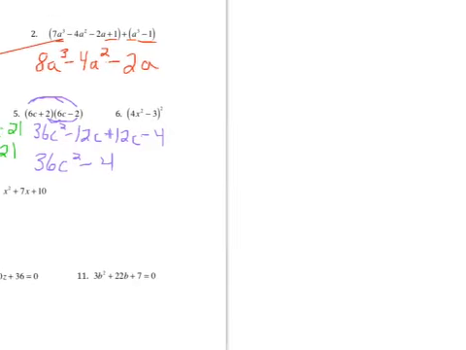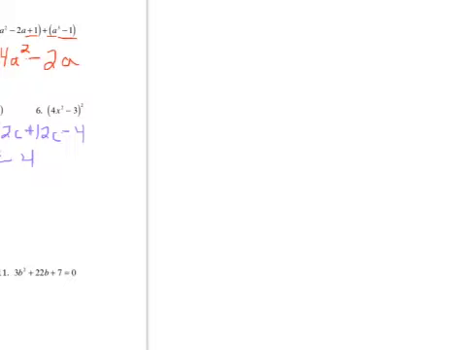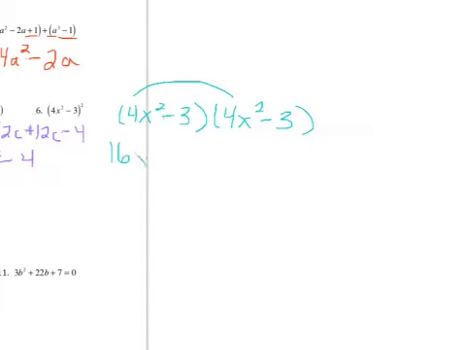For number 6, we have the quantity 4x squared minus 3, squared. Whenever you see a quantity squared, you need to remember to write it twice in FOIL. So we're going to rewrite this as 4x squared minus 3 times 4x squared minus 3. And we're going to FOIL. So first, 4x squared times 4x squared is 16x squared.